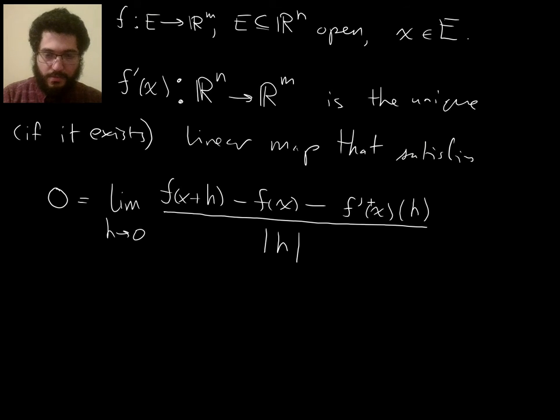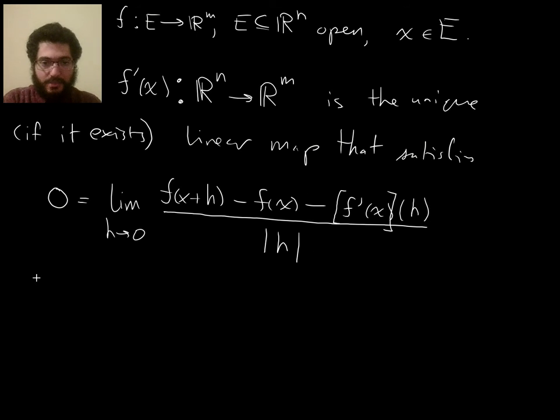Where, if you put the parentheses like this, is the way to interpret it. F prime x is a linear map, and you feed in h, and then you get a vector. And this limit statement has to hold as the defining property of what is meant by f prime x. Okay, so that's what we have so far.